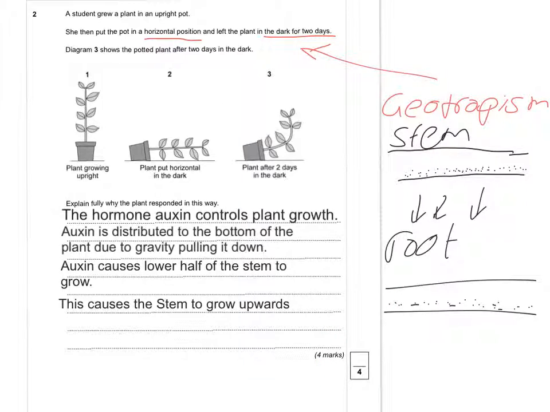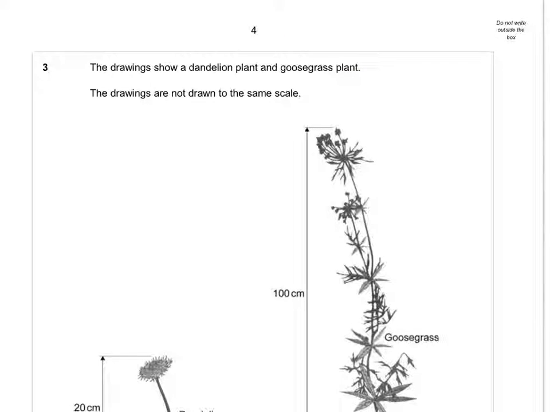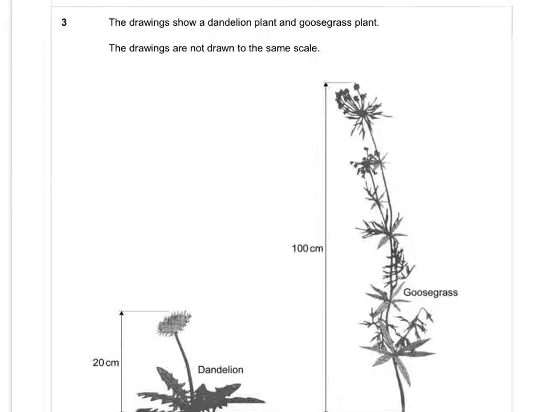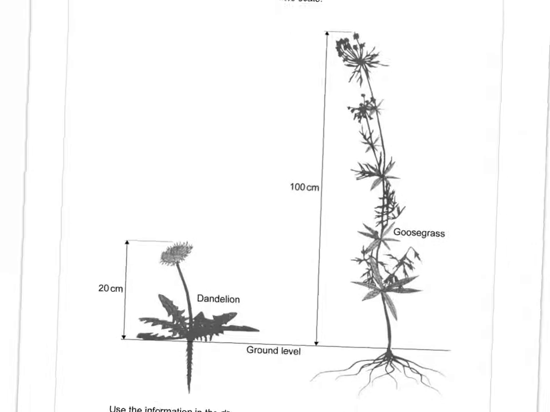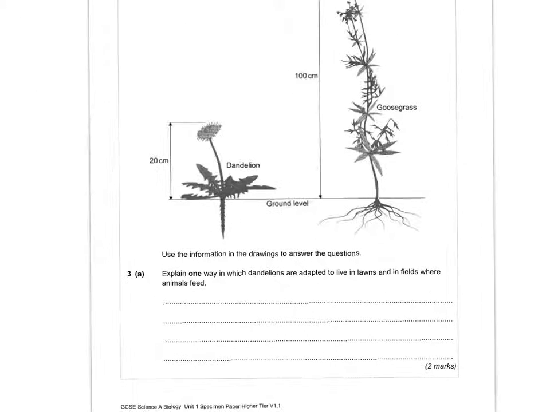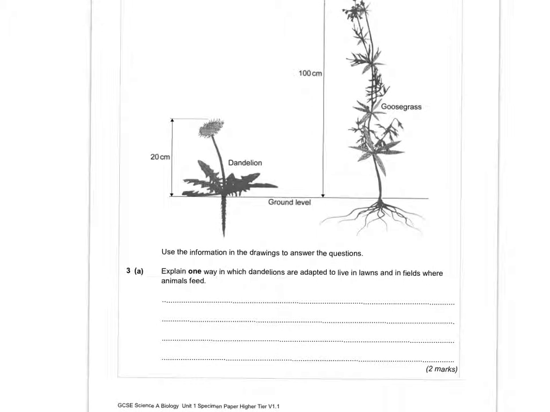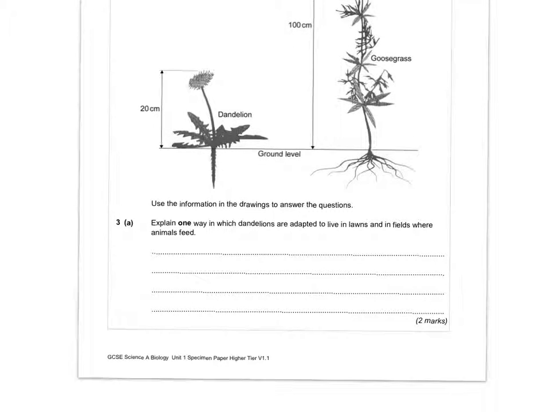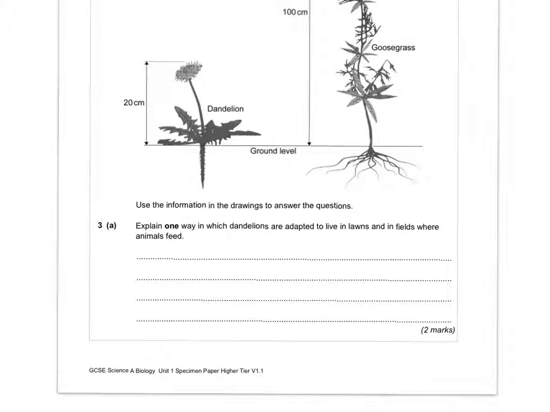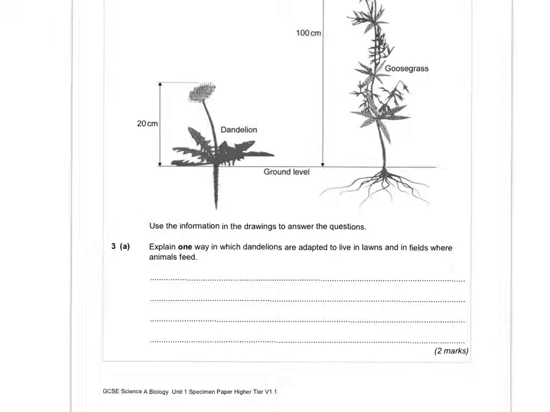Okay, next question. Question 3. So we've got a drawing of a dandelion plant and goose grass. Drawings are not drawn to the same scale. Use the information in the drawings to answer the question. Explain one way in which dandelions are adapted to live in lawns and in fields where animals feed. So there are a number of adaptations that you could have said of the dandelion. We'll zoom in on that for a little bit.